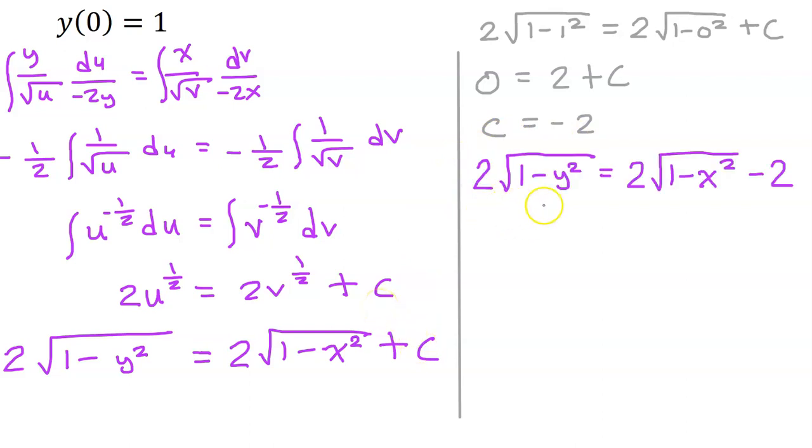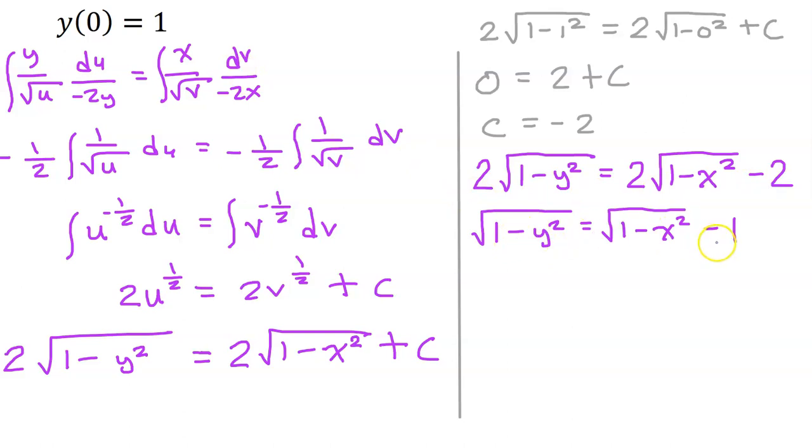This is a solution to the differential equation that satisfies the initial condition. Sometimes we can stop here, but we were asked to write the solution in the form y equals f of x, so let's keep going and get y by itself. I'm noticing that every term has a 2 in it. So let's divide both sides of the equation by 2 and get rid of all of these 2's.